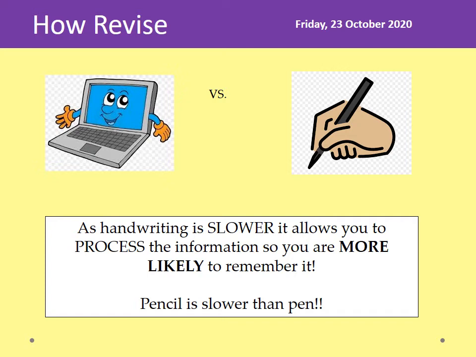Overall, however, it has been shown through multiple studies now that if you compare typing notes on a computer to actually handwritten notes, you are likely to remember 40% more information if you did handwritten notes. This is due to the fact that actually writing is slower than typing, which gives your brain more time to correctly file the information so you can recall it later.